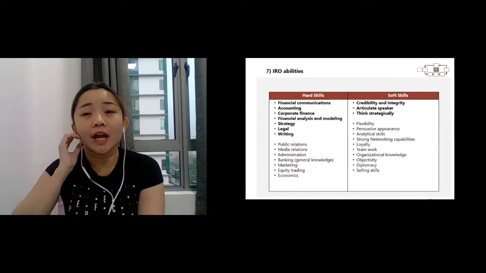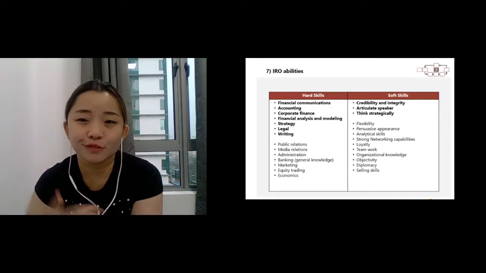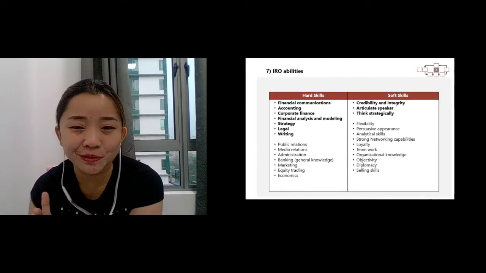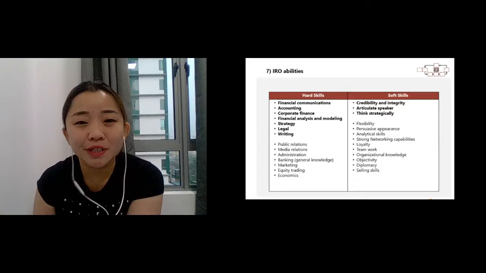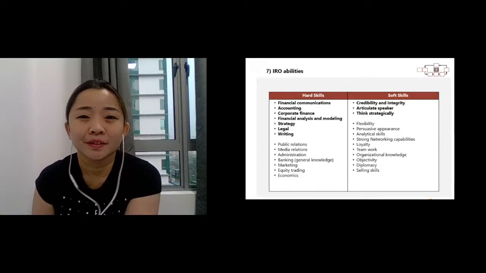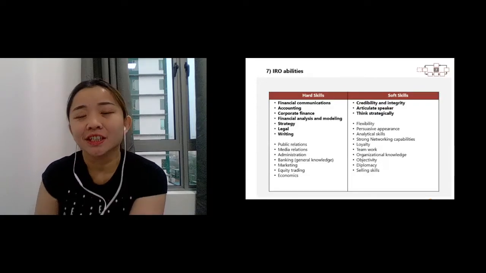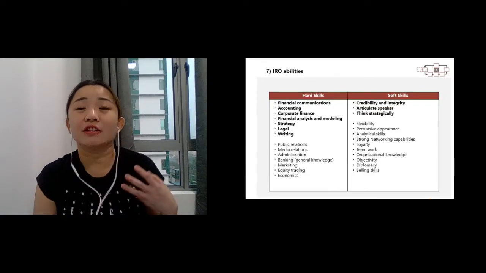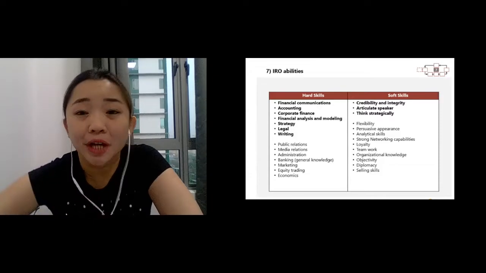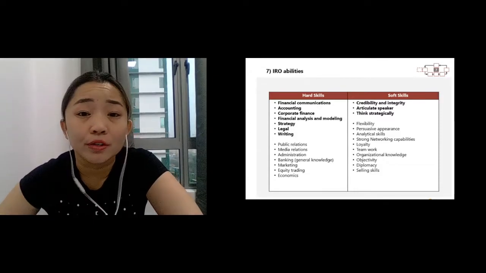All right? And these are some of the hard skills and soft skills of an IRO. So I just want you guys to take a look at that, and see which ones you have or don't have. Probably you can think about it and try to work on the skills that you do not have, right? I think these are all very important skills.